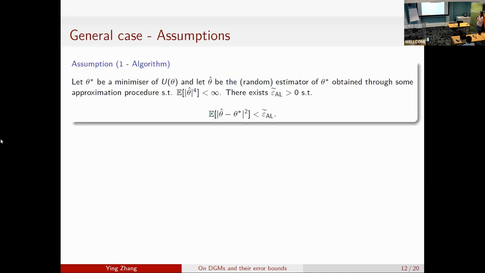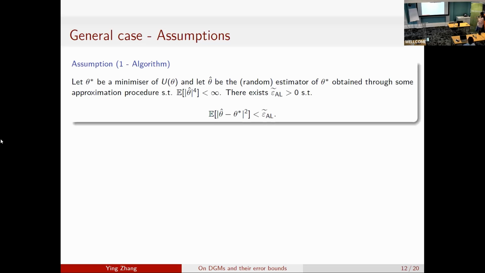Now we want to consider a more general setting. In this more general setting, first of all, we do not specify the optimization algorithm, and therefore we would need to impose some conditions on the optimization algorithm. So the assumption says that the noisy score matching optimization problem, this objective function, has a minimizer, theta star.